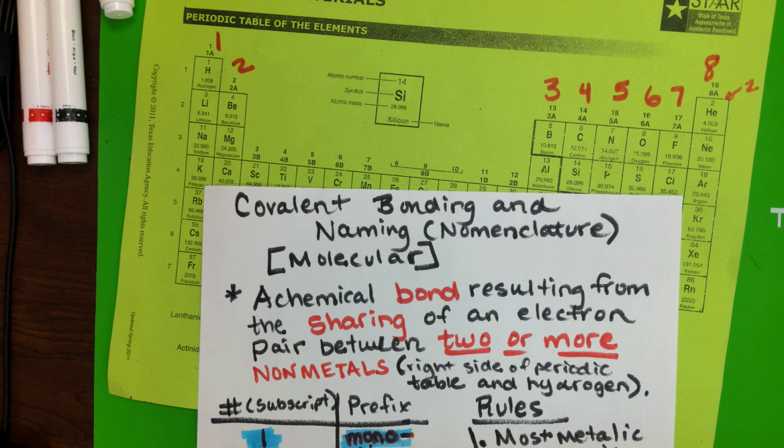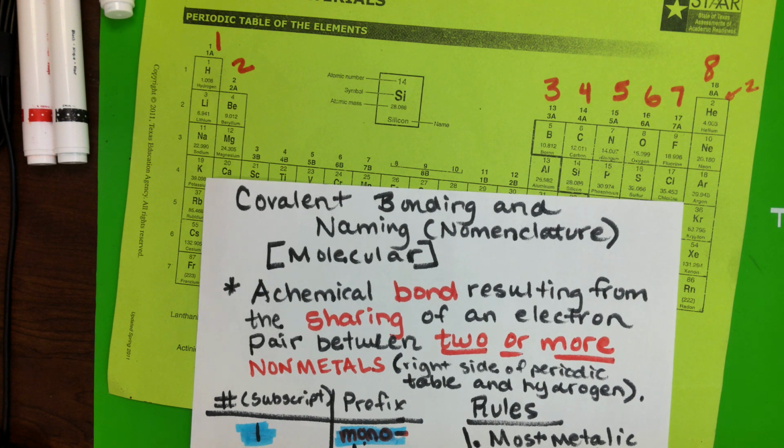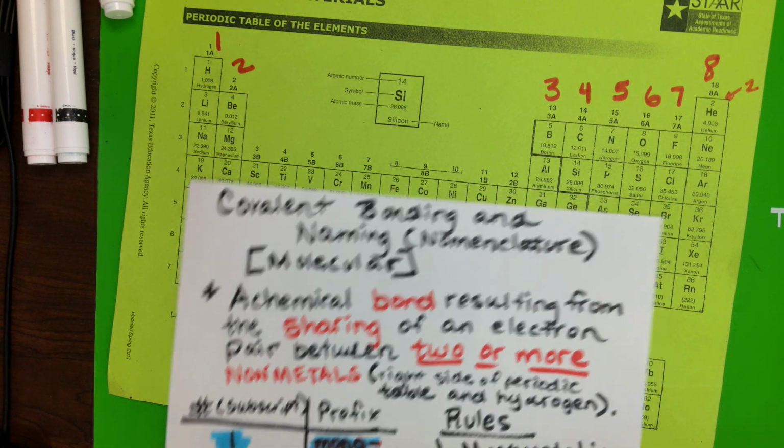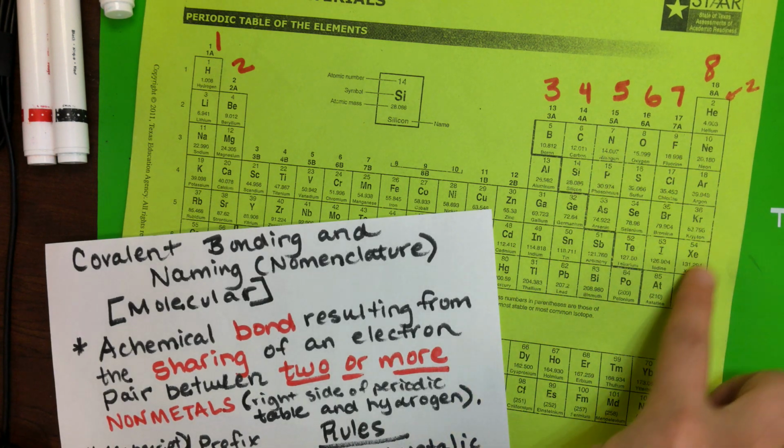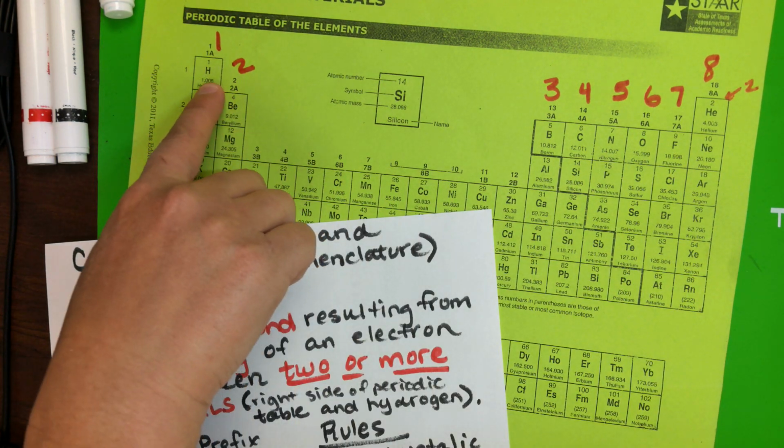Covalent bonding is a chemical bond resulting from the sharing of an electron pair between two or more nonmetals. Now, your nonmetals are on the right side of the periodic table. And of course, this also includes hydrogen.